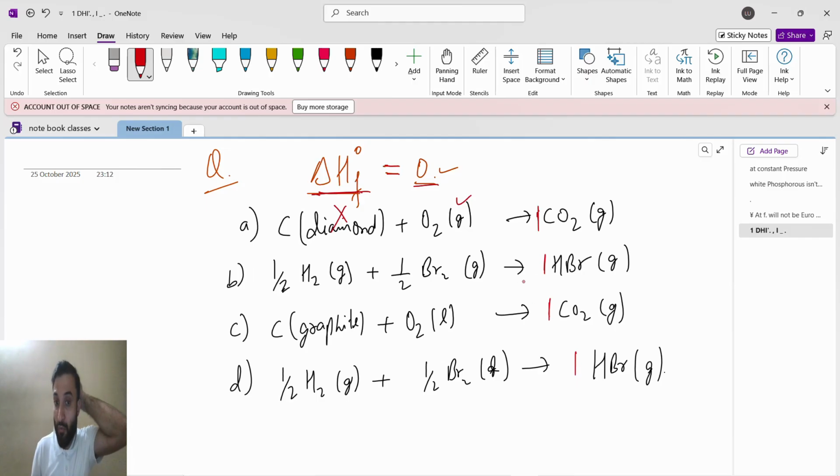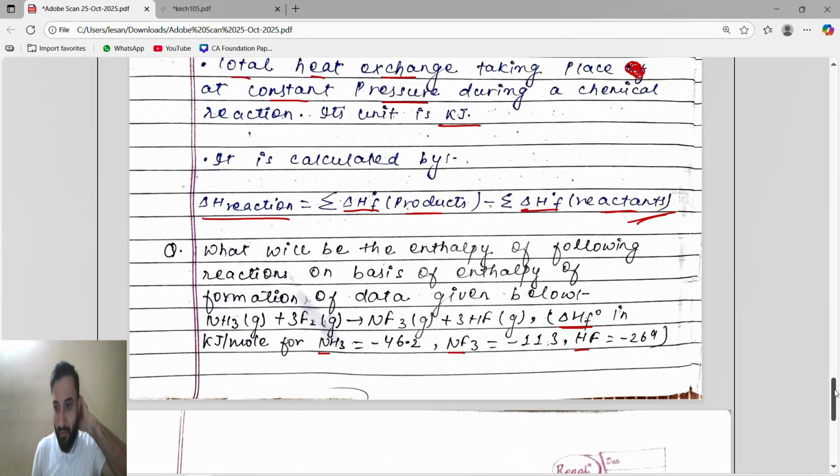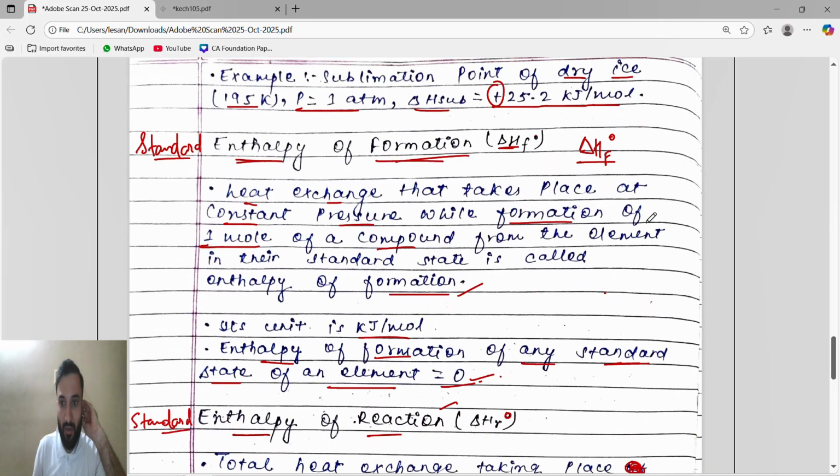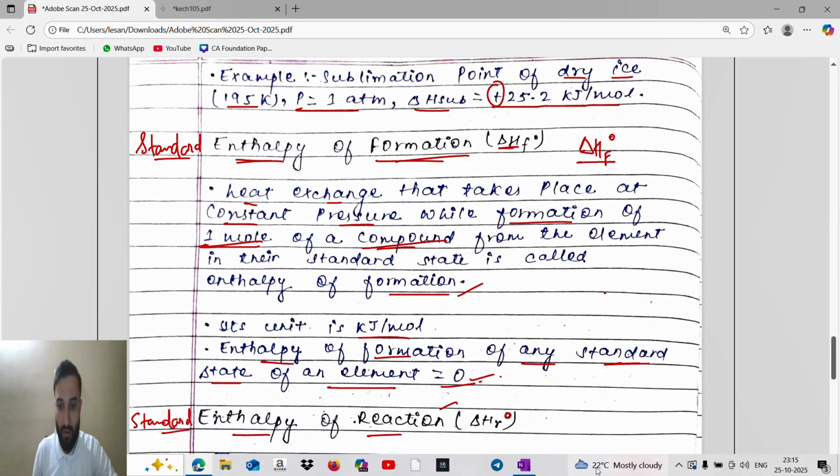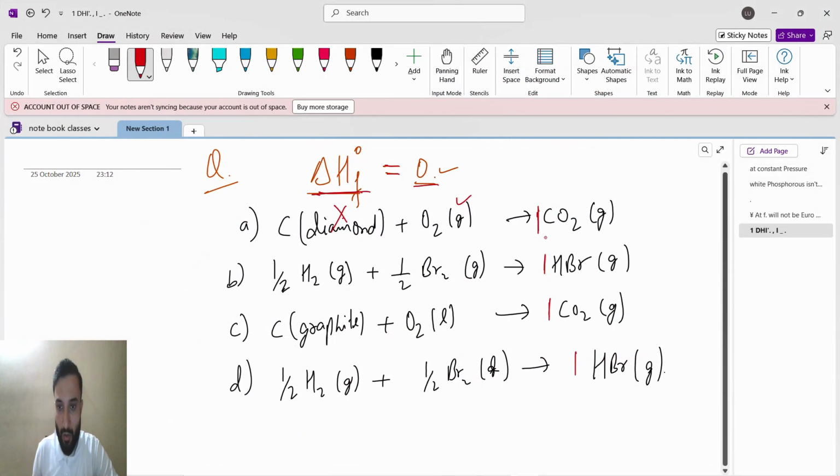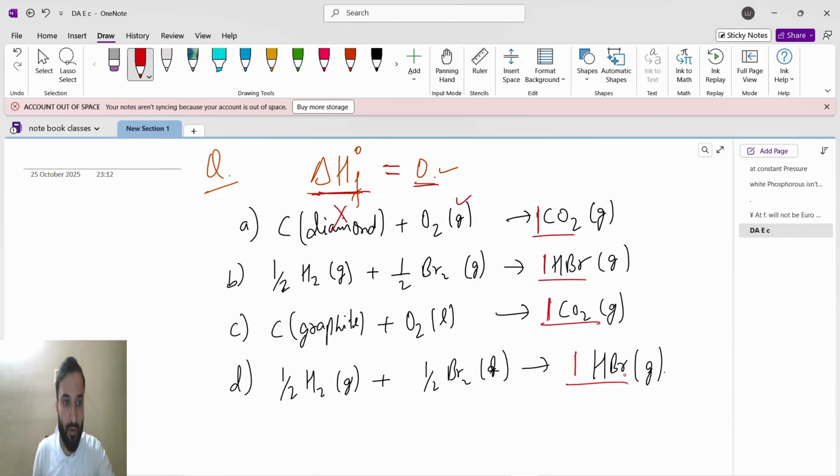We want the formation, meaning what, guys? See here, read here. Formation means we want the formation of 1 mole of compound. So you can see here, this is the formation of 1 mole of a compound. This is the formation of 1 mole of a compound. This is the formation of 1 mole of a compound. This is the formation of 1 mole of a compound. So this all is satisfying the product side. The product side is satisfied. We have to see the reactant side.